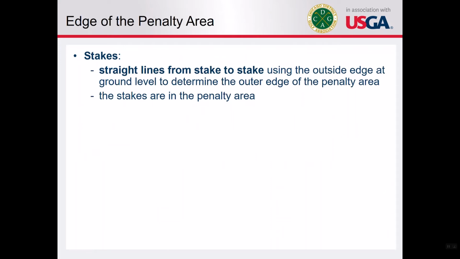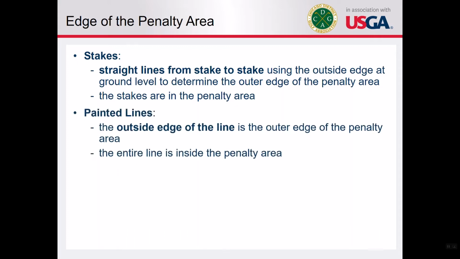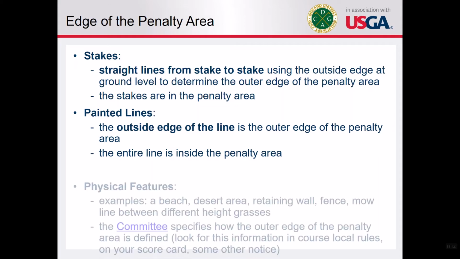When a penalty area is defined by stakes, the boundary of the penalty area is defined by a straight line from stake to stake at ground level on the general area side of the stakes. The stakes themselves are in the penalty area. When painted lines are used, the boundary is the general area side of the painted line, and the entire line is in the penalty area.